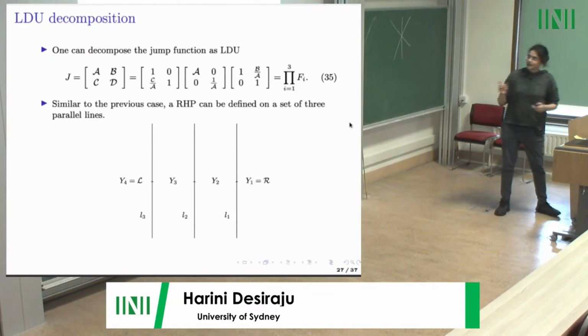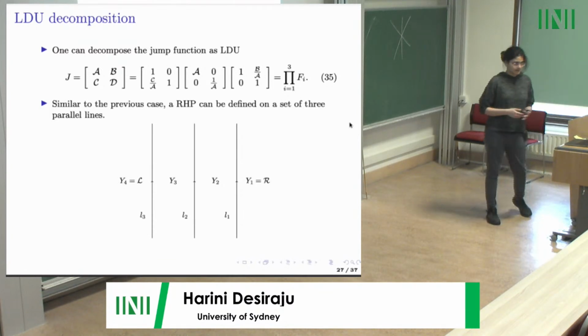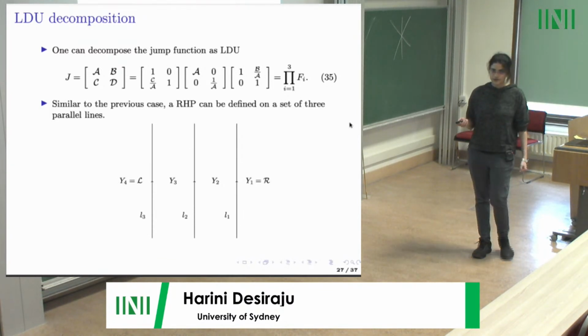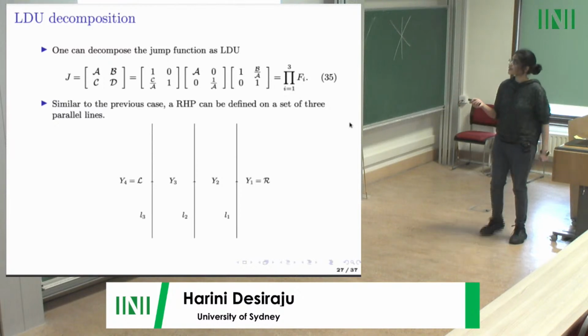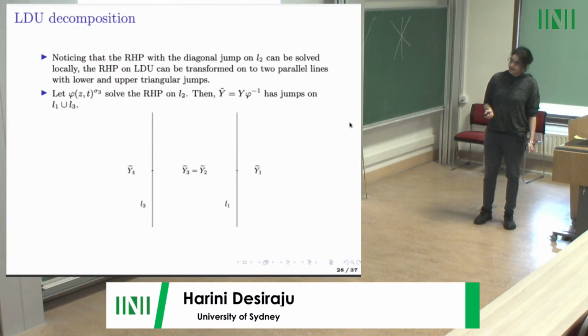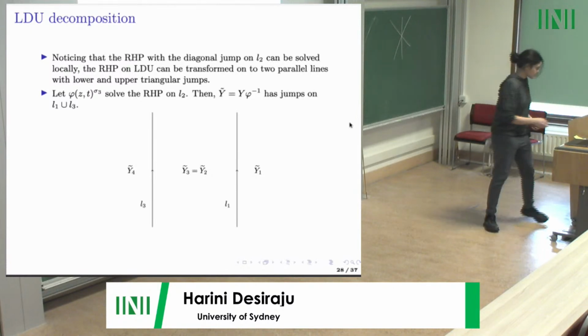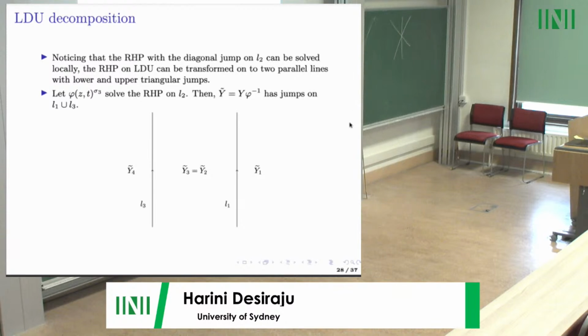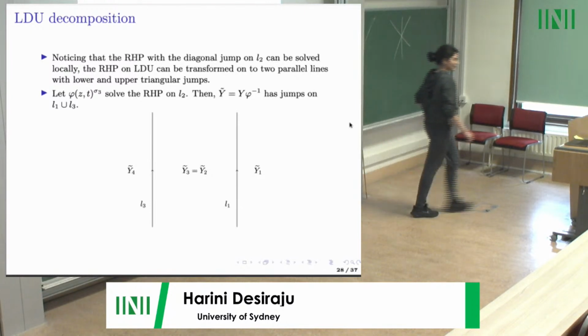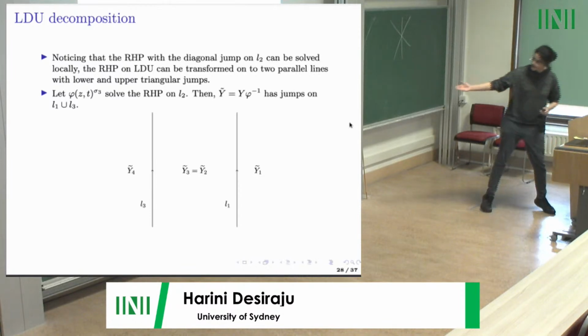But when you have a diagonal jump, you can solve it explicitly. It has an explicit local solution, just in terms of its exponential. So I use my trick again, ratio of local solutions and global solutions. So you solve the diagonal, and then you take the ratio yet again. So this transforms the 3 contours into 2 contours, which are lower and upper triangular.